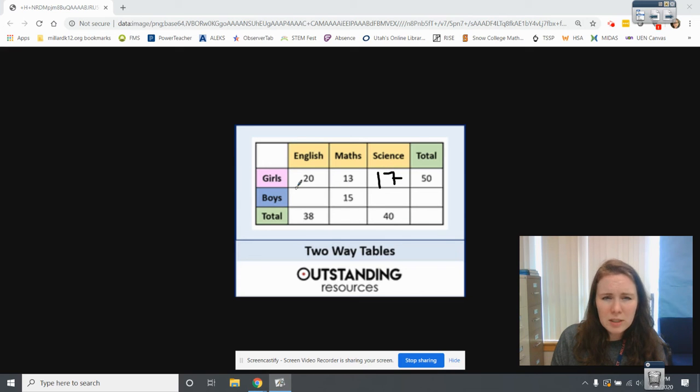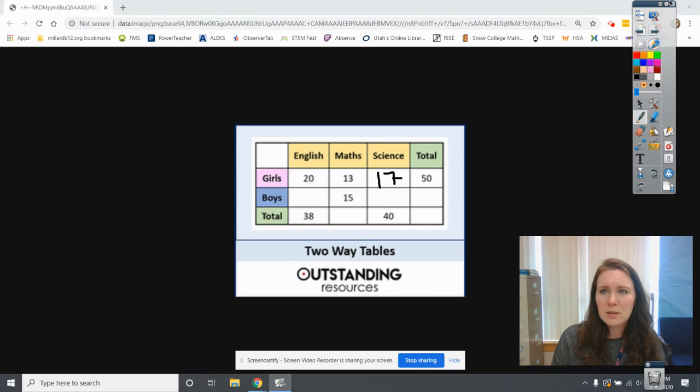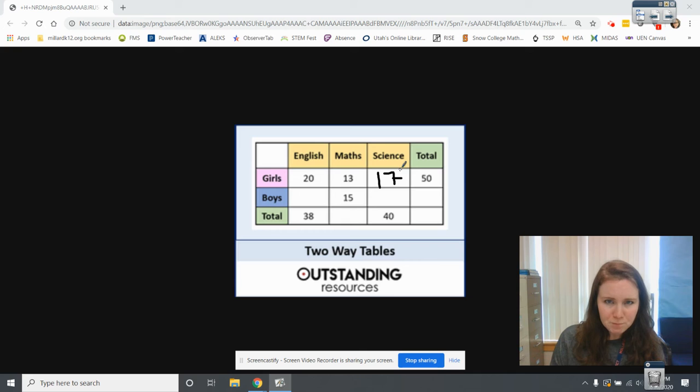So notice I only took numbers from this row right here. I didn't take anything else. Those are the numbers I used for subtraction. So 17 girls like science. Okay, let's move down here.